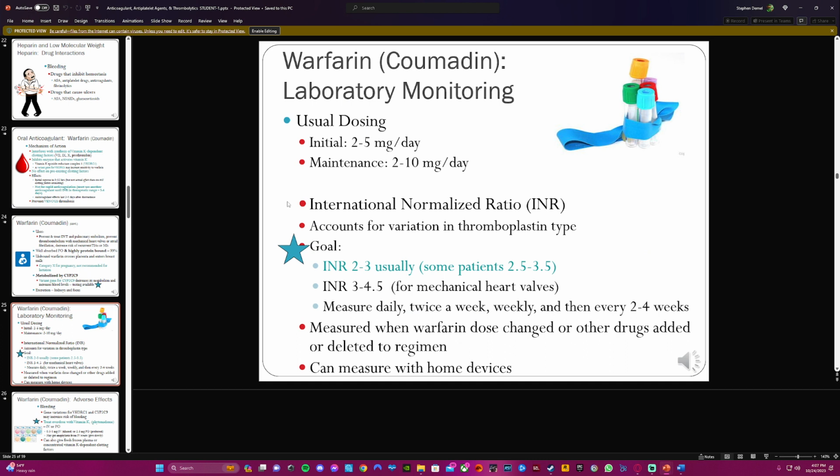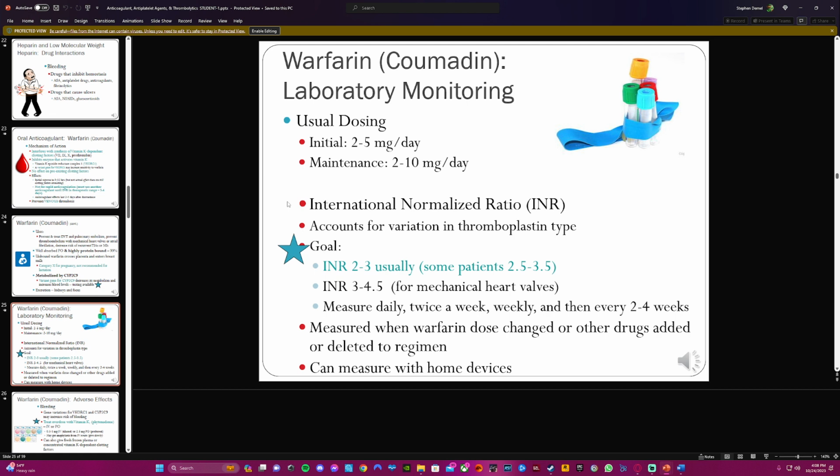Warfarin laboratory monitoring. Usual initial dosing is 2 to 5 milligrams a day. Maintenance is 2 to 10 milligrams a day. You want to check the international normalized ratio, or INR, because this accounts for variation in thromboplastin type. The goal for INR is 2 to 3. Usually some patients are 2.5 to 3.5. INR is 3 to 4.5 for mechanical heart valves.